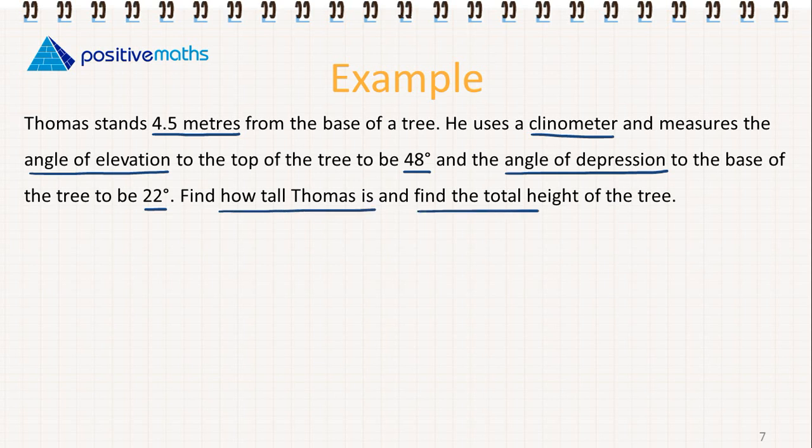and find the total height of the tree. So again, the first thing we're going to need to do is to draw a diagram to represent this information. So the first thing I'm going to draw a vertical line which is going to represent the height of the tree. Now I'm going to mark 4.5 meters, which is the distance that Thomas is standing from the tree.